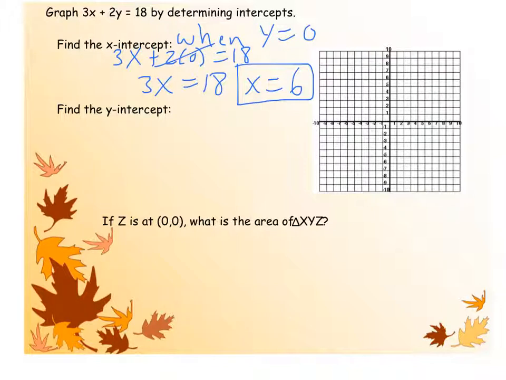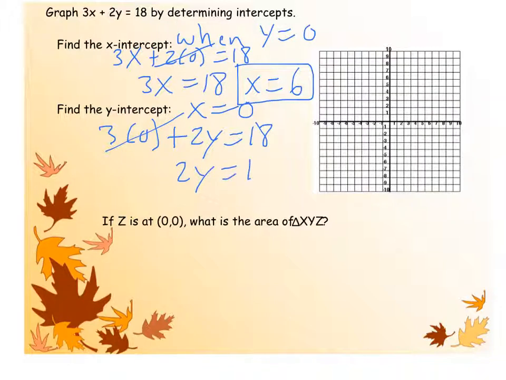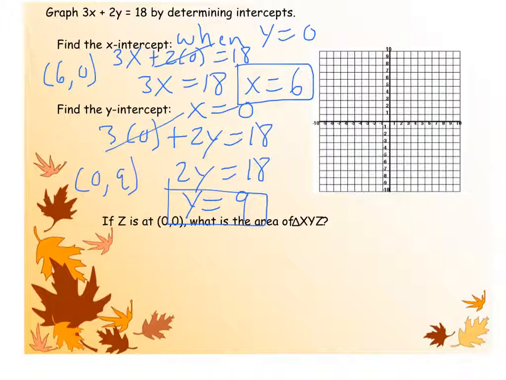Now for the y-intercept, this is going to occur when x is 0. So let's basically repeat the process, except let's put in 0 for x. That cancels, and once again, I'm left with a very reasonable equation to solve. y equals 9. So I know this graph goes through the point (6, 0). It also goes through the point (0, 9).